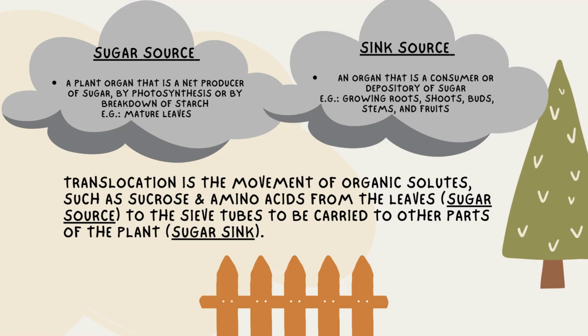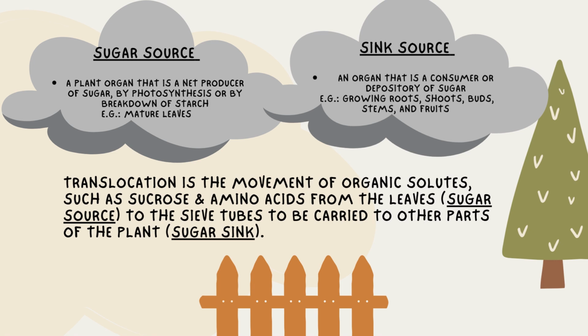Sugar source: a plant organ that is a net producer of sugar, by photosynthesis or by breakdown of starch. Example is mature leaves. Sugar sink: an organ that is a consumer or depository of sugar. Examples are growing roots, shoots, buds, stems, and fruits.